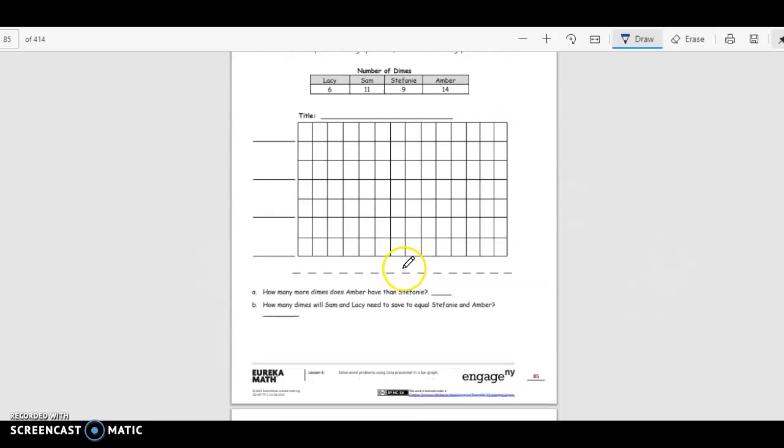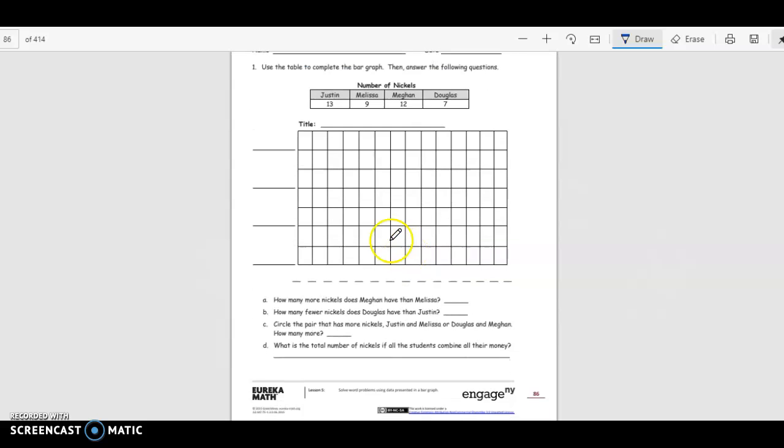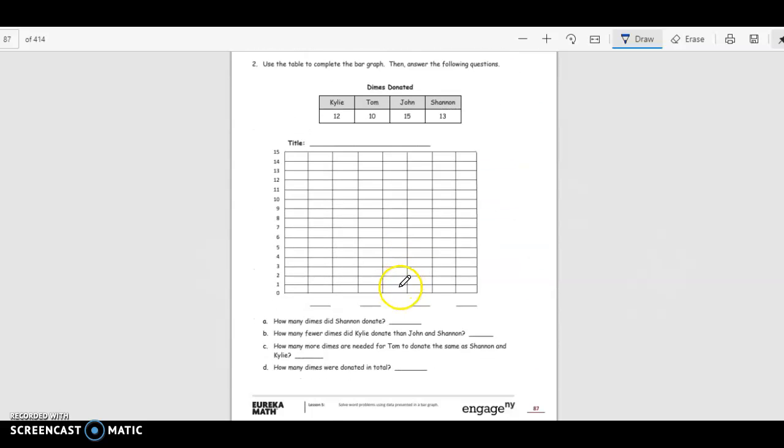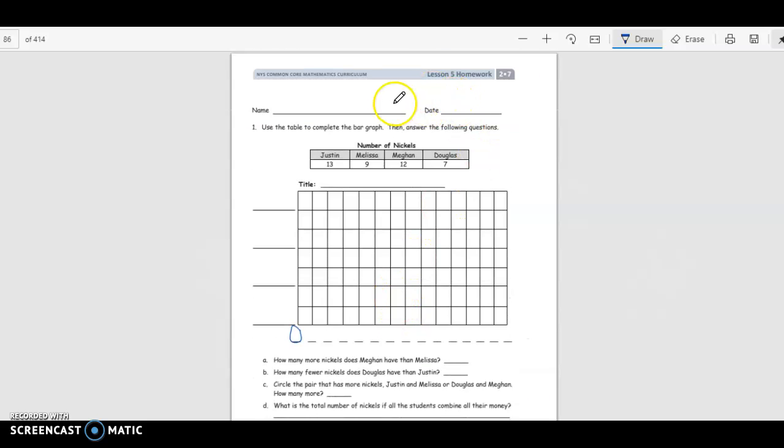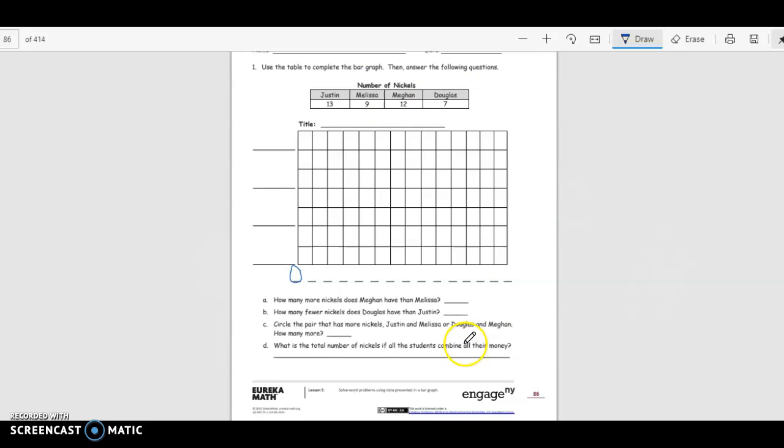On the homework pages, same thing. You'll label the graph, fill out all the data, color in the graph. Make sure you remember numbers here, and we always start with 0, and then answer the questions on both pages. And I would like you to submit this page right here, lesson 5 homework. It's the first homework page. Thanks.